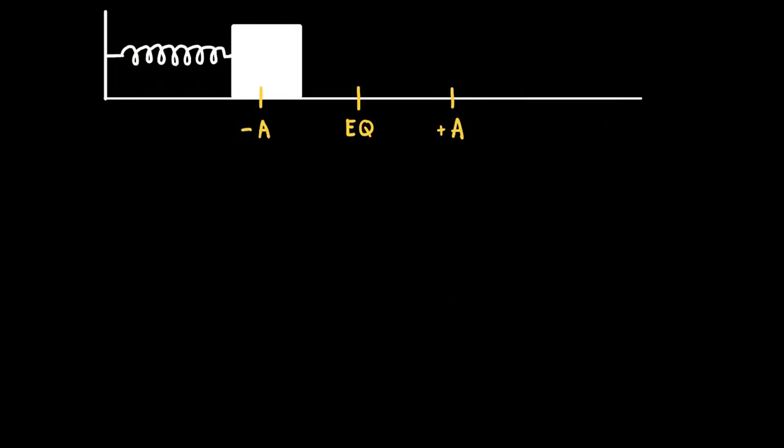Here we have a horizontal spring that has a block attached, and that block has been pulled back a distance a away from the equilibrium position, compressing that spring. And let's say that the spring has a spring constant of k. When I release this block, as long as the spring obeys Hooke's law, then this block will oscillate back and forth in simple harmonic motion.